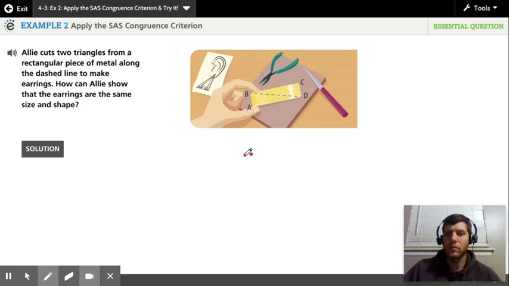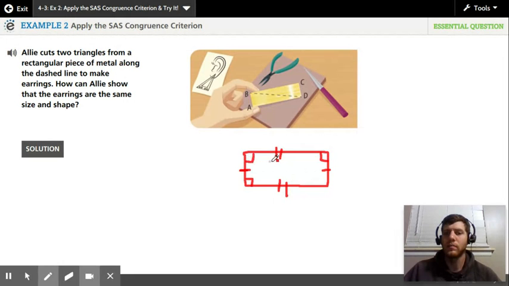Well, rectangles are quadrilaterals. And again, we haven't talked about them, but opposite sides of a rectangle are congruent. So we have 2 sets of opposite sides that are congruent. And rectangles are defined as having 4 right angles. So the right angles are going to be 90, 90, 90, and 90. Okay. And then Allie is going to cut. So if we put the points on there, B, A, D, C. Okay, Allie is going to cut this along this dashed line.